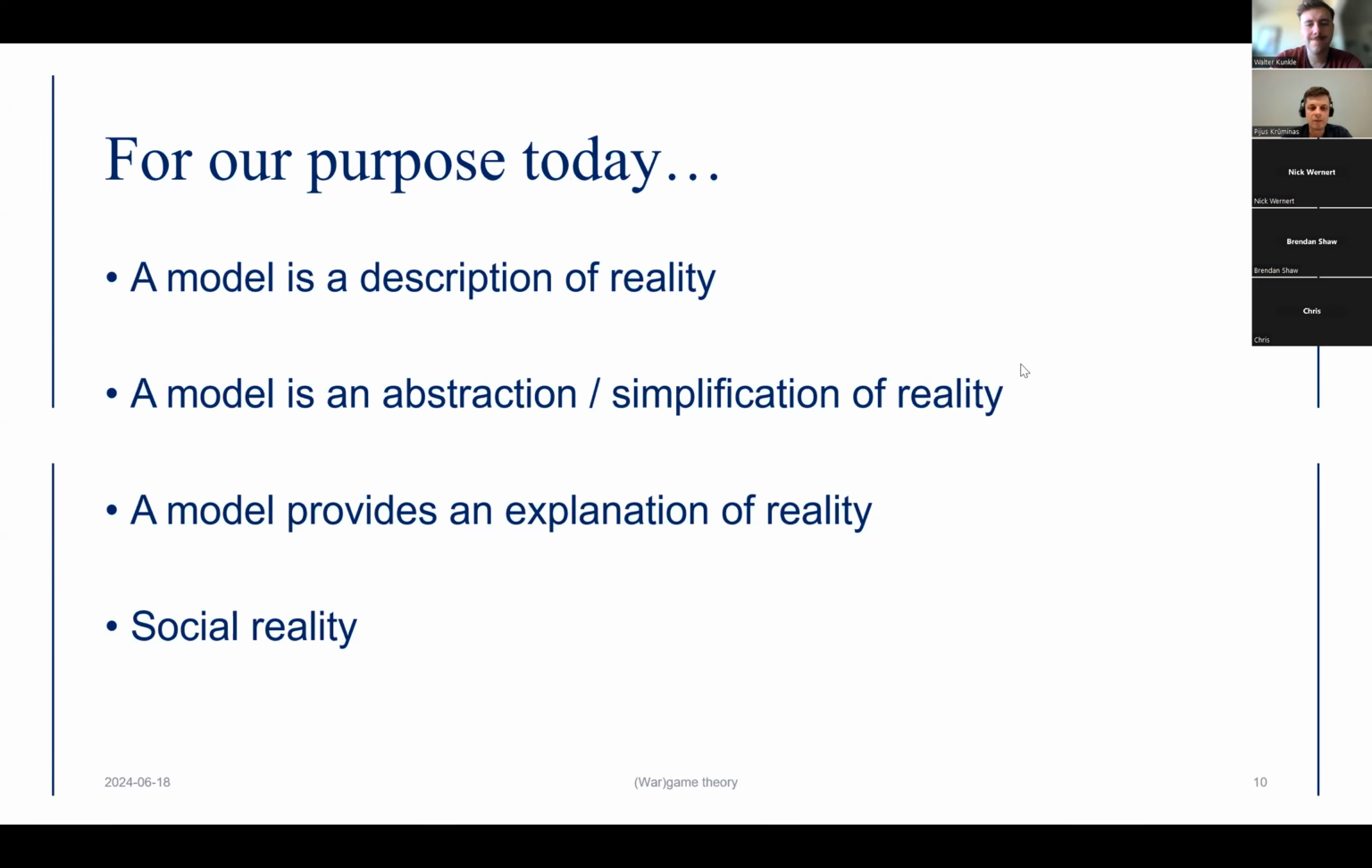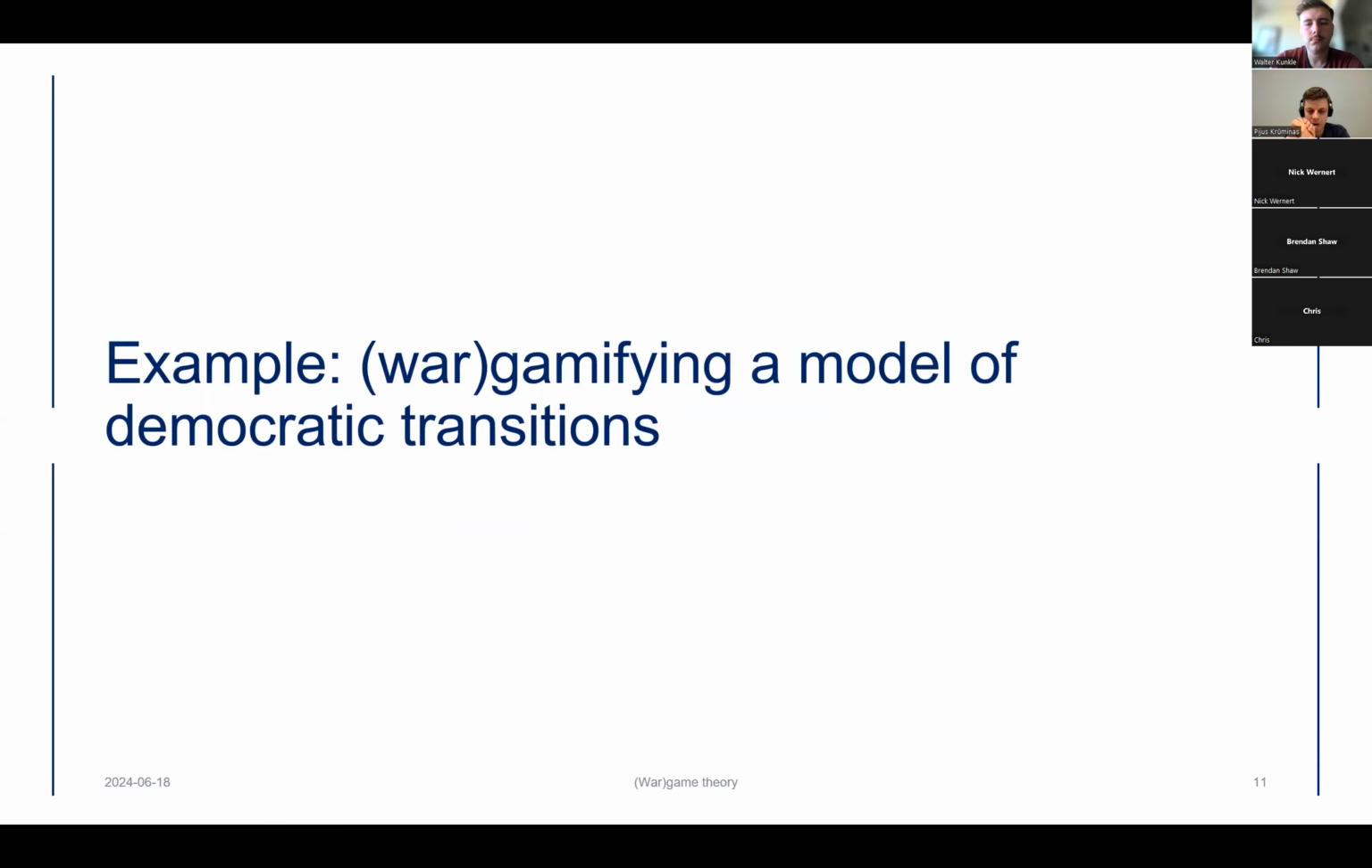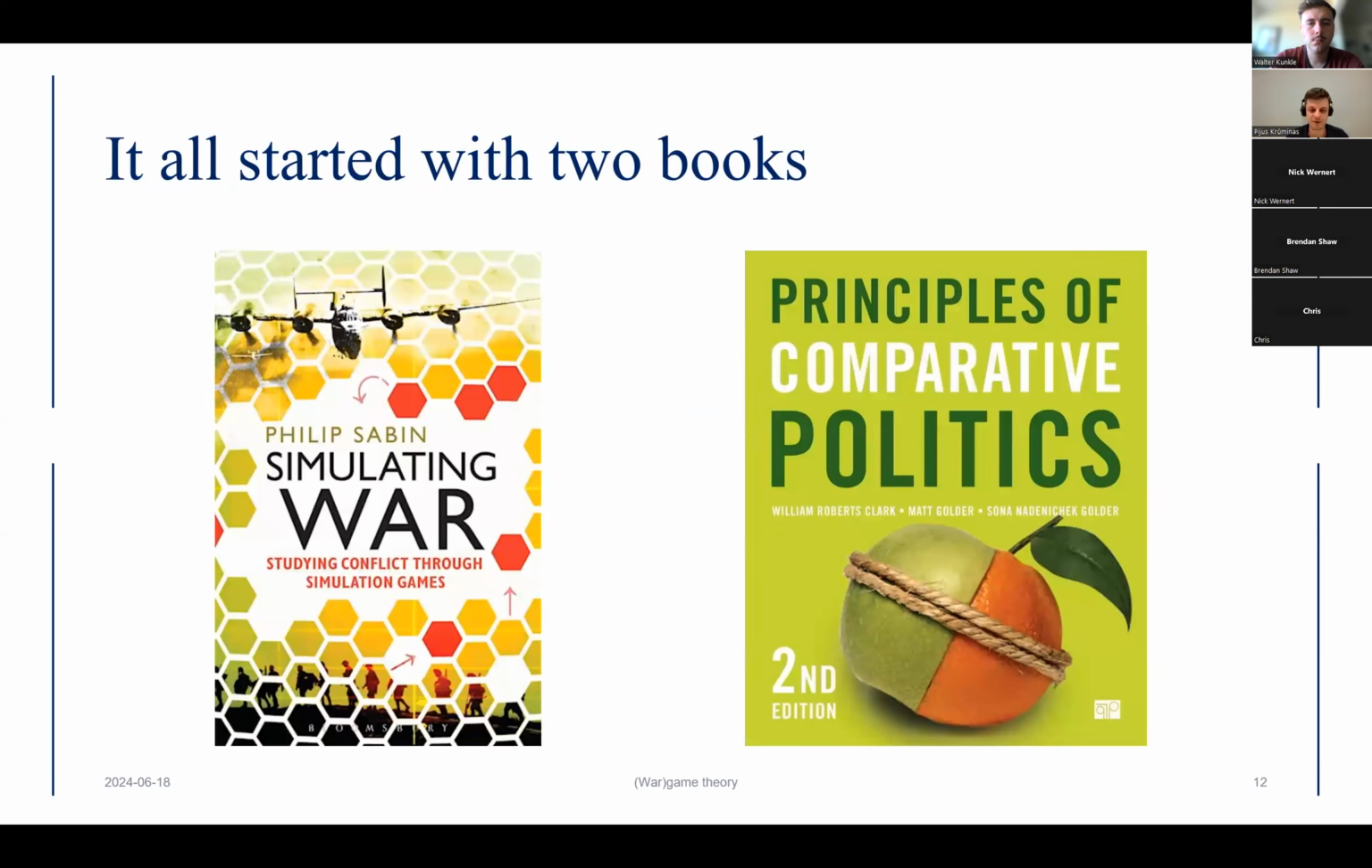So we'll start with an example of how these other types of models and wargaming can be connected. And for me, it started with two books. I'm sure one of them is very familiar to most of you. That's Philip Sabin's Simulating War. And the other is the Principles of Comparative Politics textbook. Back in 2014, 2015, I got a course to teach on Introduction to Comparative Politics. So I started reading the book, and on the side, I read Simulating War. And for me, somehow the two clicked, particularly on one topic.